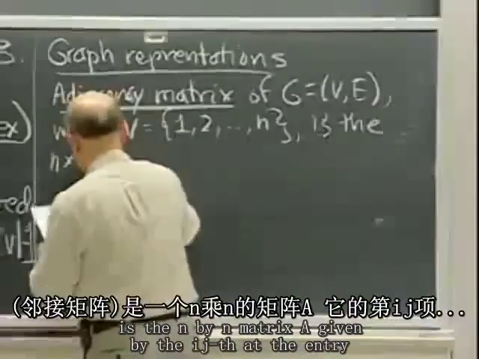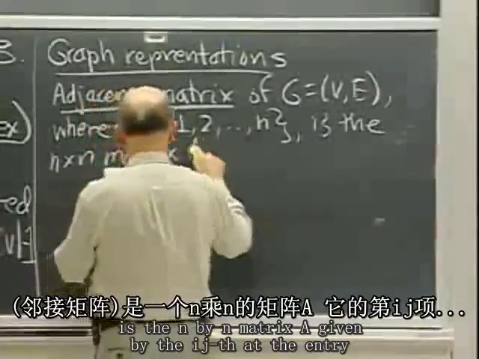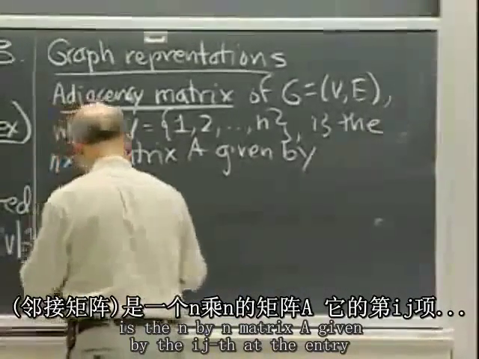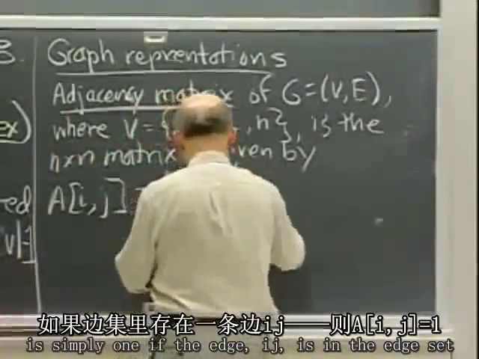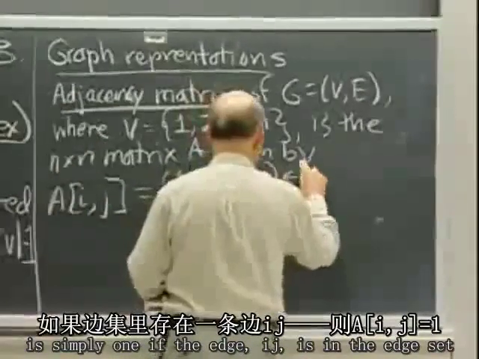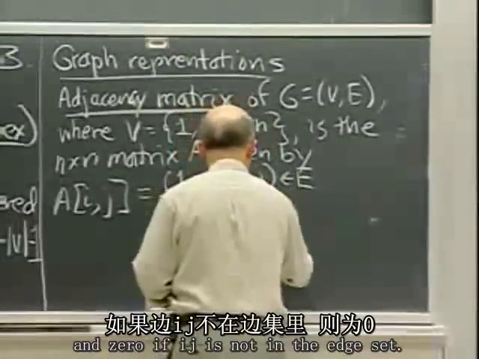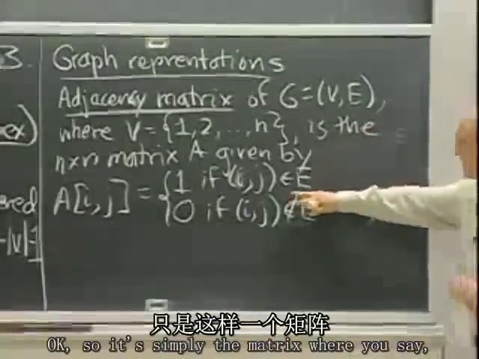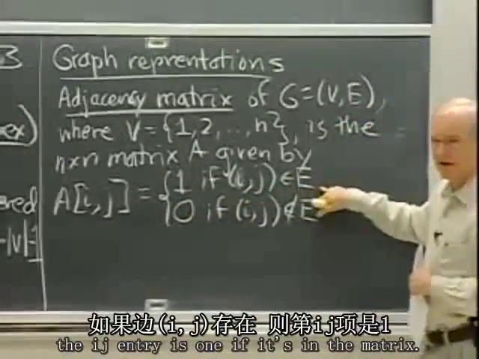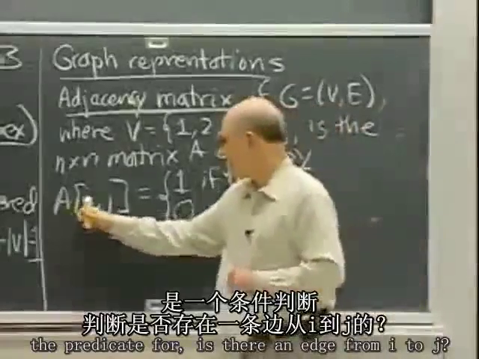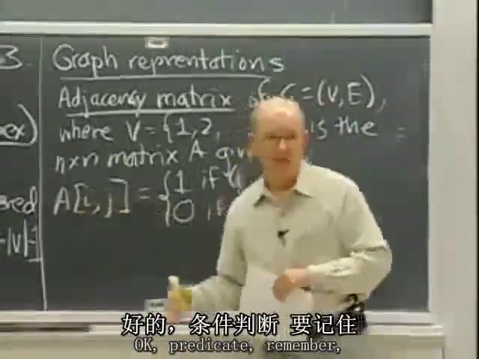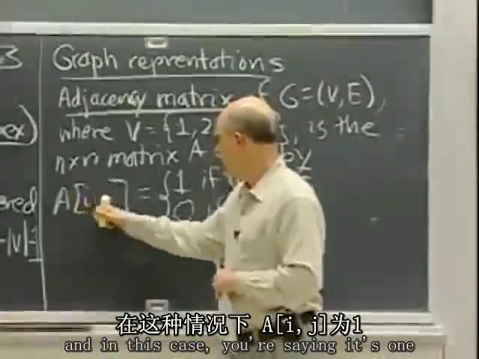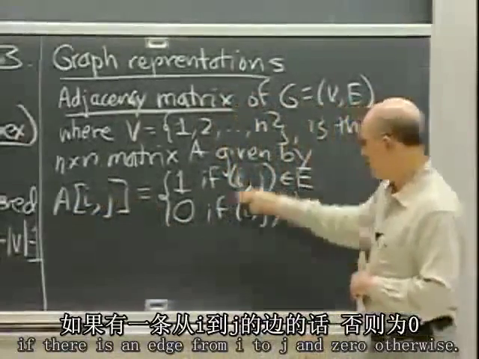is the n by n matrix A given by: the ijth entry is simply 1 if the edge ij is in the edge set and 0 if ij is not in the edge set. So this is in some sense giving you the predicate for is there an edge from i to j. Predicate, remember, is a Boolean formula that is either 0 or 1. In this case, you're saying it's 1 if there's an edge from i to j and 0 otherwise.